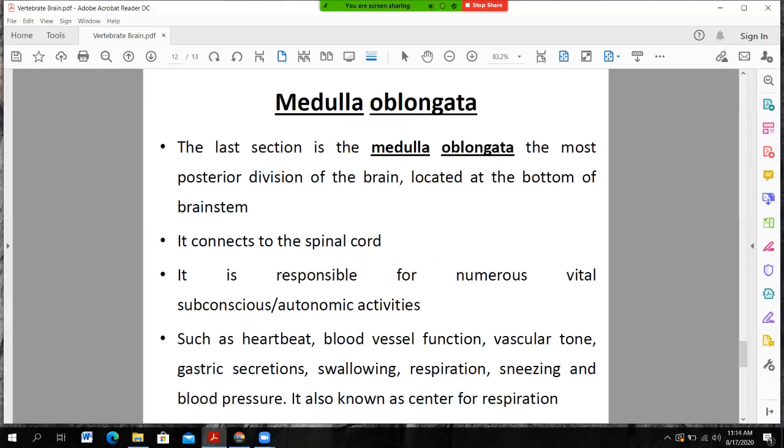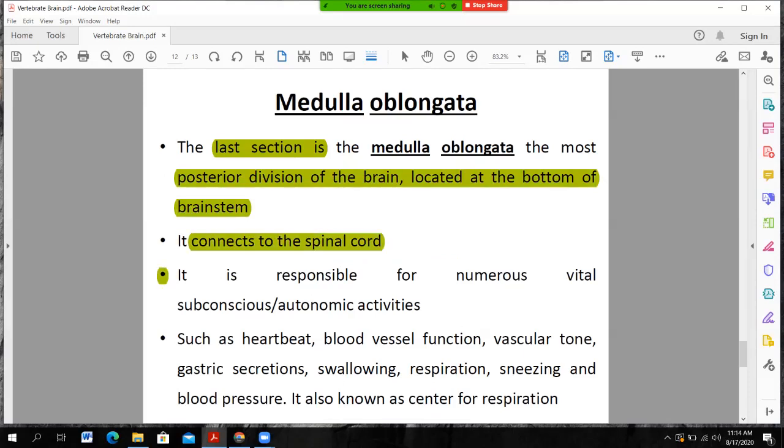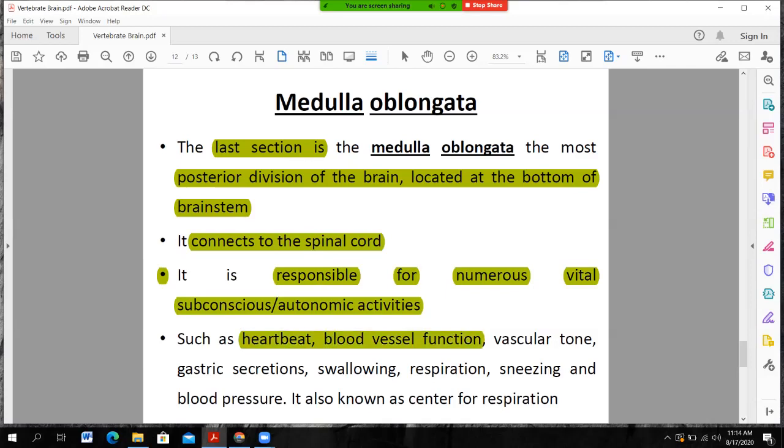Medulla oblongata, the last section of the brain, is the most posterior division of the brain, located at the bottom of the brainstem. It connects to the spinal cord and is responsible for numerous vital subconscious or autonomic activities such as control of heartbeat, blood vessel contraction, vascular tone, gastric secretion, swallowing, respiration, sneezing, and blood pressure. It is also known as the center for respiration. So all these activities are controlled by the medulla.